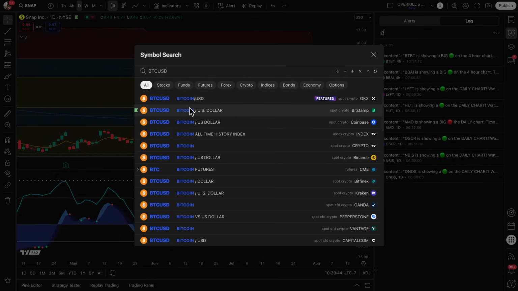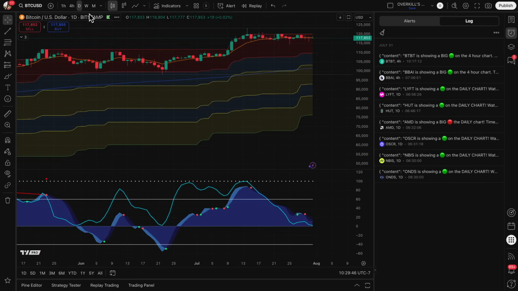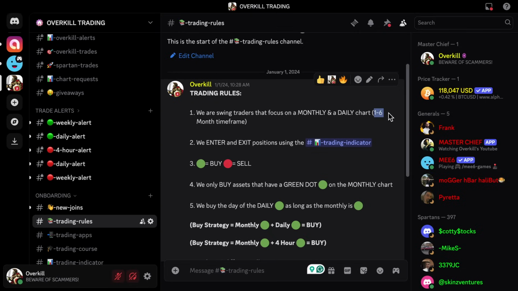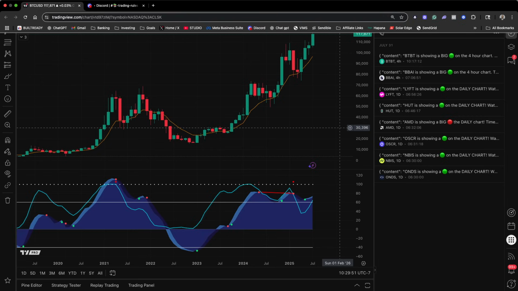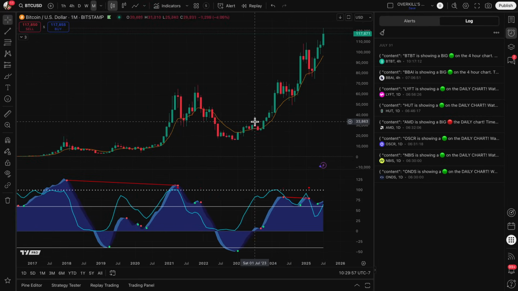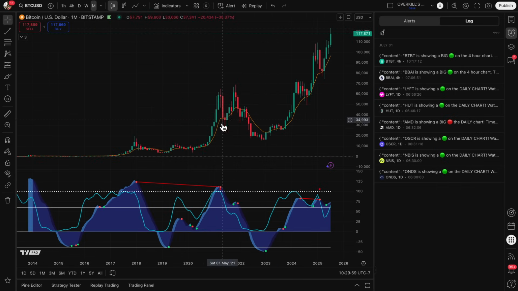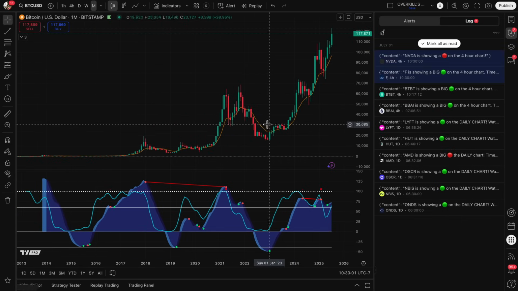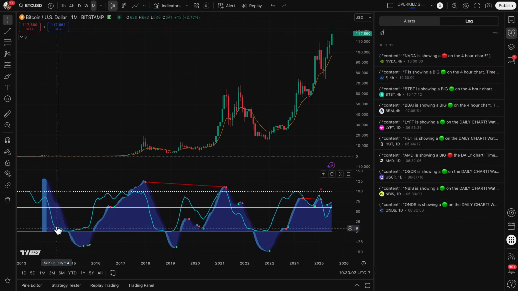Okay, so when we are looking for an entry, we're looking for a swing trade, right? We're 1 to 6 months out. Typically, what I've found in trading over 8 years is that the longer the time frame you take, the more accurate the signal is going to be. Okay, a great example is a chart of Bitcoin here. If I zoom all the way out of Bitcoin, I can see just by looking at my indicator down here where the best time to buy was.